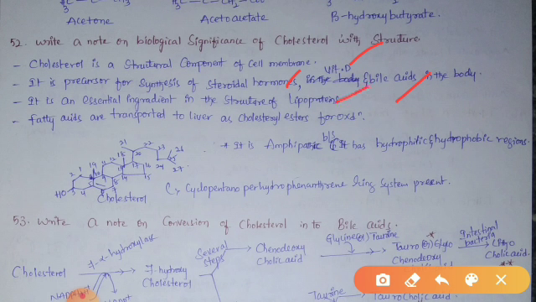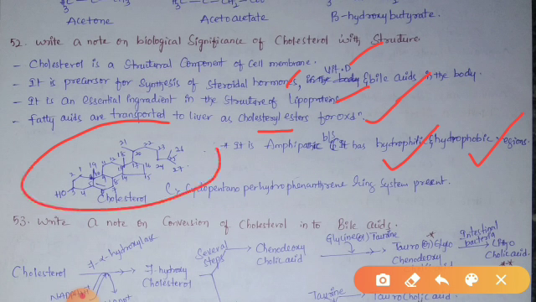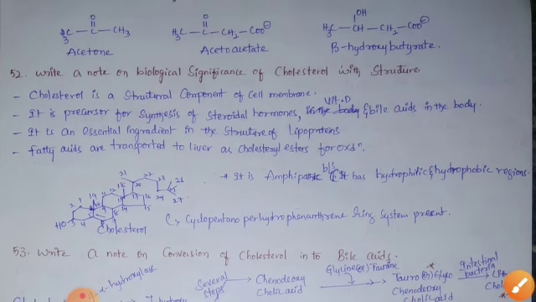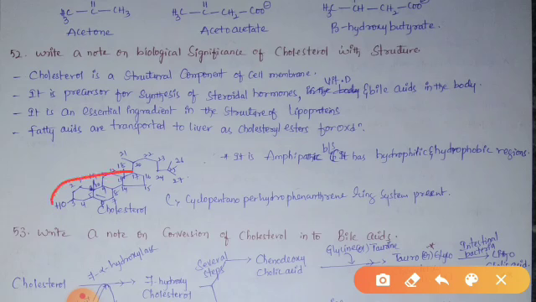Fatty acids are transported into liver as cholesterol esters for oxidation. It is amphipathic in nature because it has a hydrophilic portion as well as hydrophobic portions. This is the structure of cholesterol. Cholesterol has 27 carbon atoms, and if you observe the structure, you can see the steroidal nucleus, which is known as cyclopentanoperhydrophenanthrene ring system.